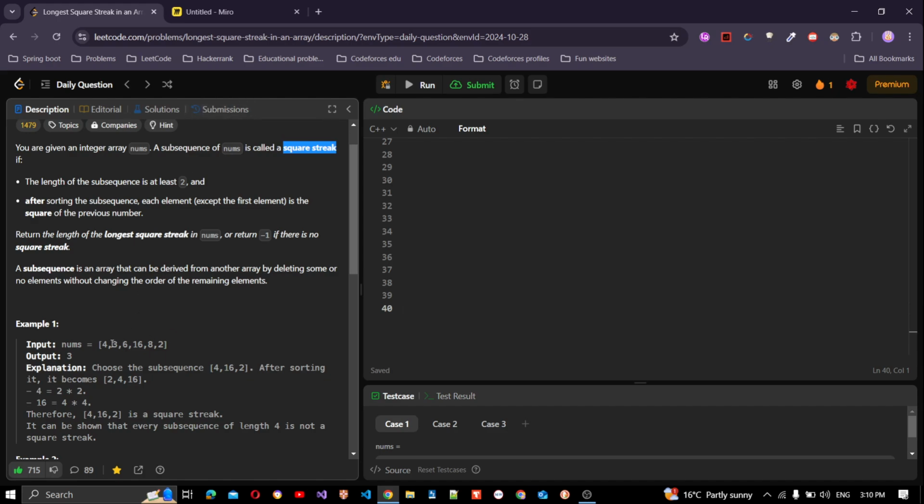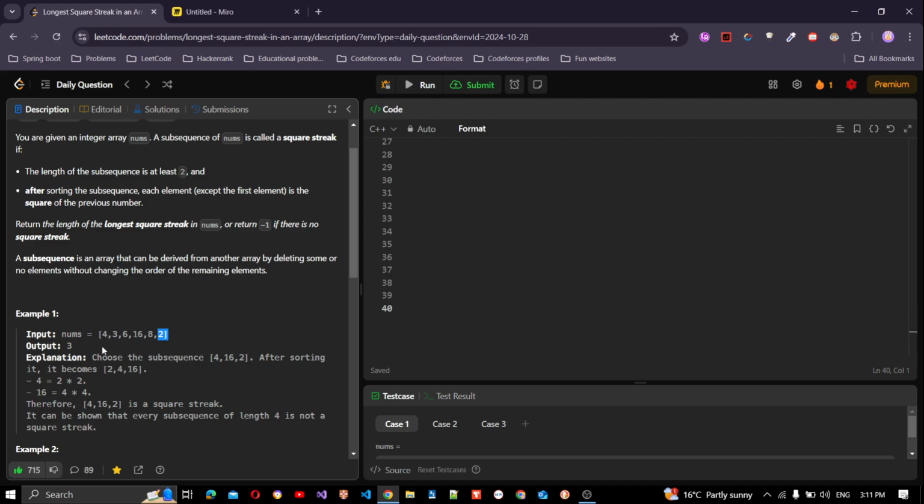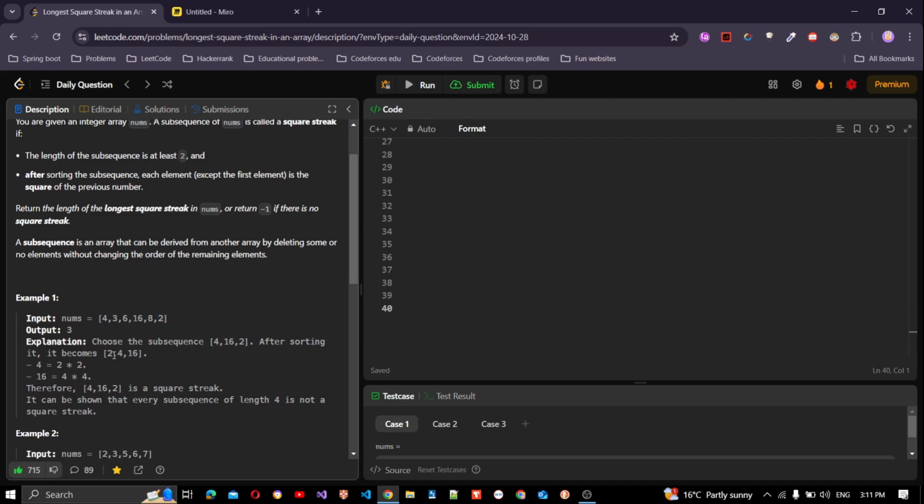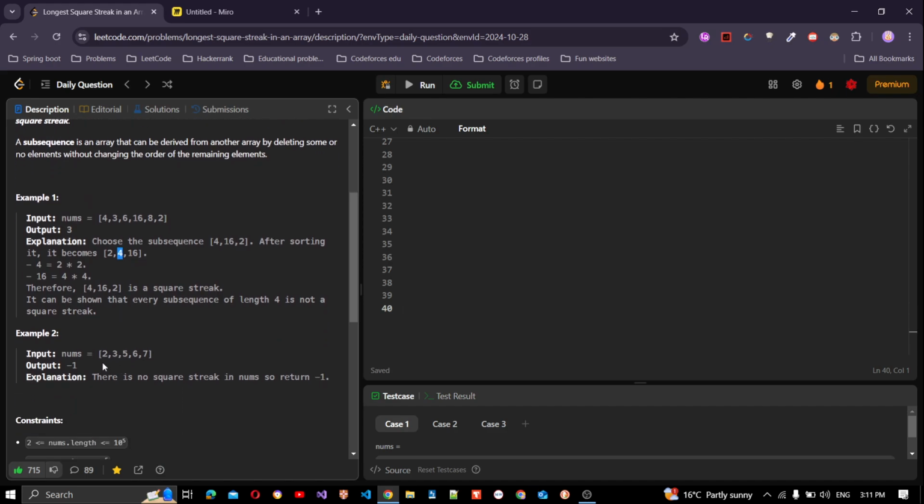For example, we're given this nums here. We have 2, 4, 16. So you have 4 here, 16 here, and 2 here, right? So this is a square streak, and it is the longest one. When you sort it, you have 2, 4, 16. 4 is the square of 2, and 16 is the square of 4. So we have to find the longest one. For example, there is no such sequence here. So there's no square streak in this array.